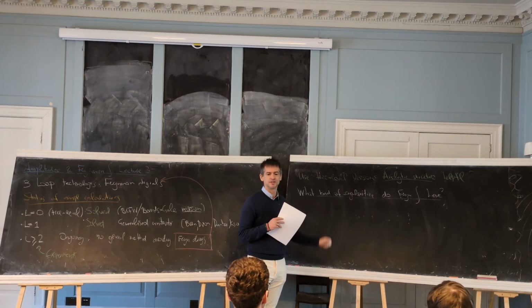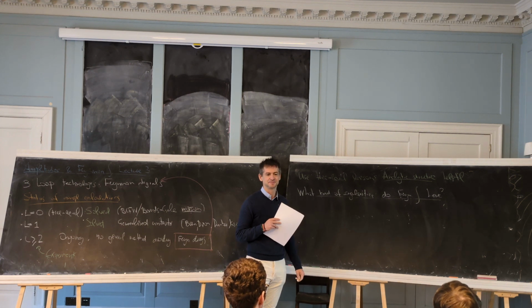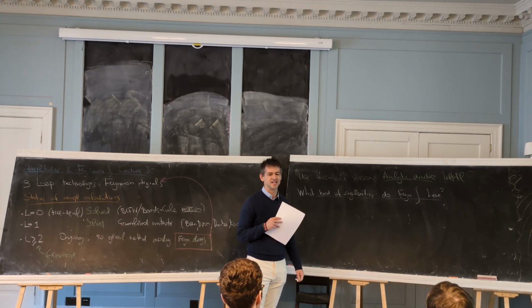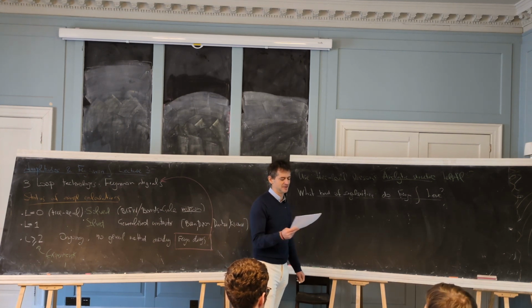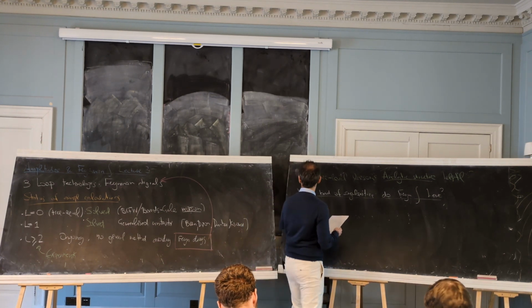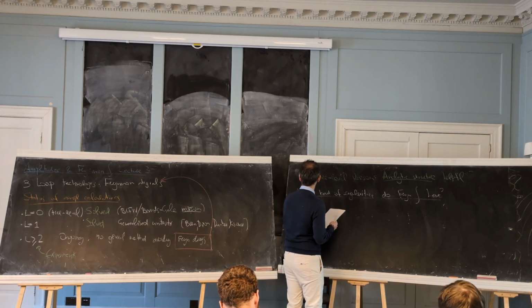How about when we introduce loops? What happens? Do you just get algebraic singularities? Do you just get poles? Do you get something more complicated? Yes, logarithmic singularities.